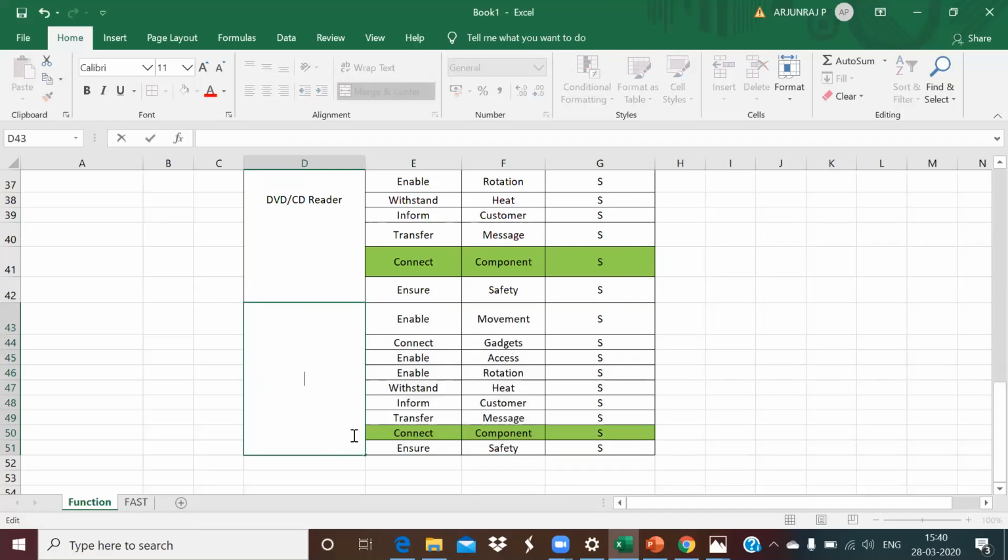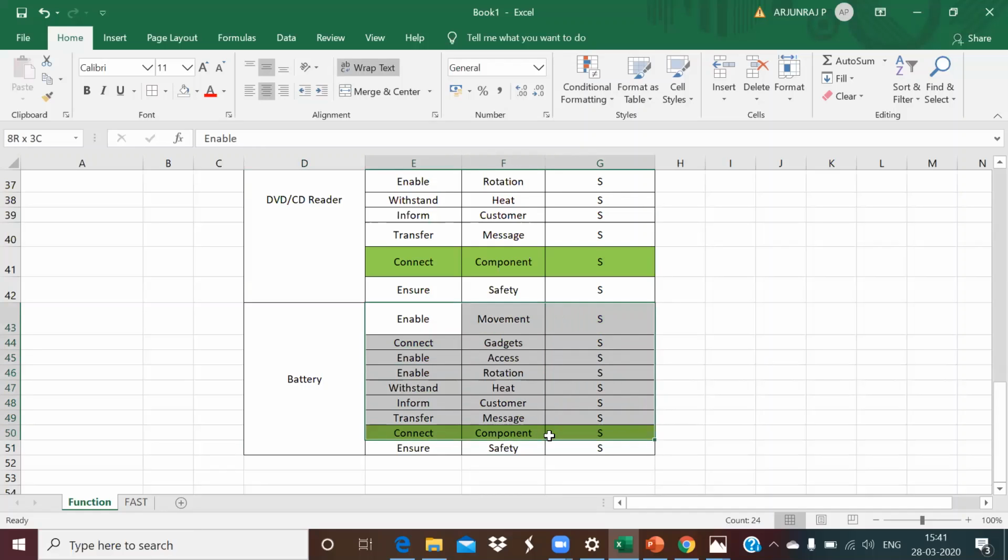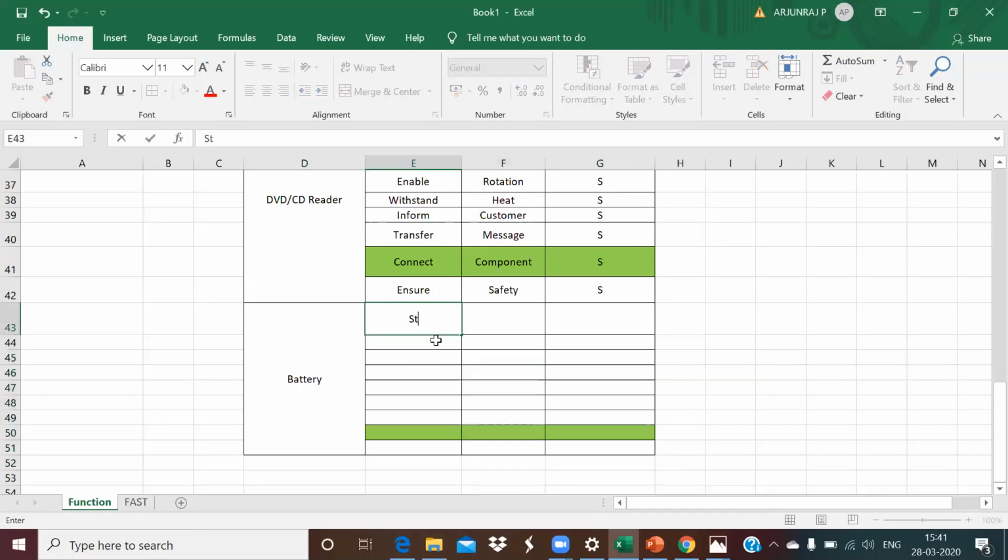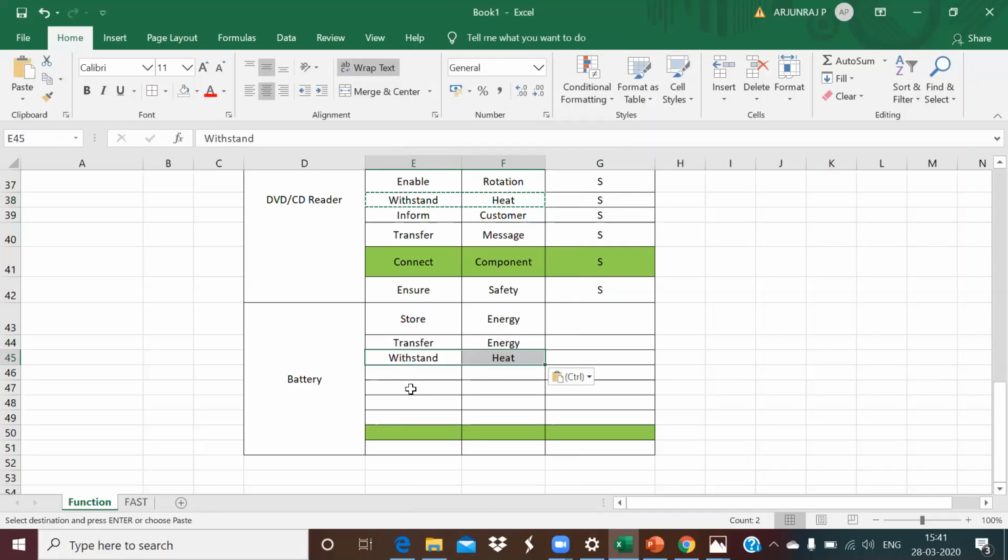So the function of the battery is to store energy. Exactly, that is the basic function. Withstand heat. Transfer energy. Yeah, it is also transferring energy, exactly. Resistance to heat. It also accepts energy when you are charging. The battery gets charged.